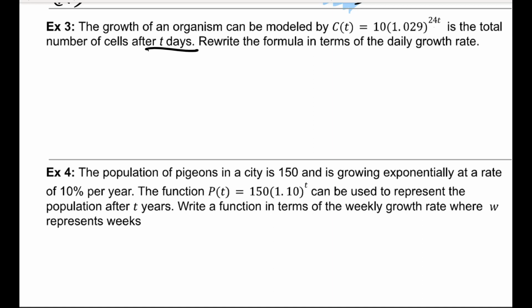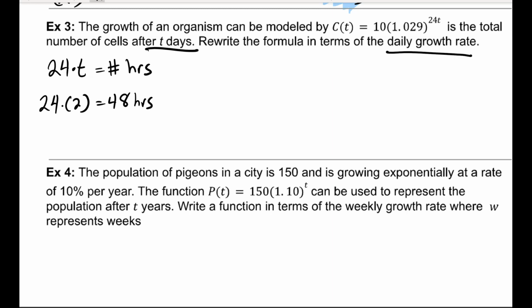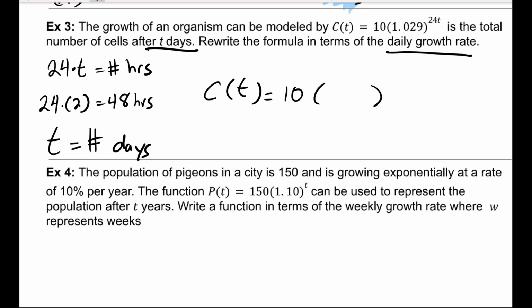So I want to rewrite this in terms of a daily growth rate, and currently what we have is an hourly growth rate, because if I take 24 and multiply it by the number of days, that would get me the number of hours, because there's 24 hours in a day, right? If t was equal to, let's say 2, for example, that would be 48, which would represent the number of hours over 2 days. So if I want just the daily growth rate, and t represents the number of days, all we would do is rewrite this so that your exponent is just the number of days by itself. Just a t by itself.